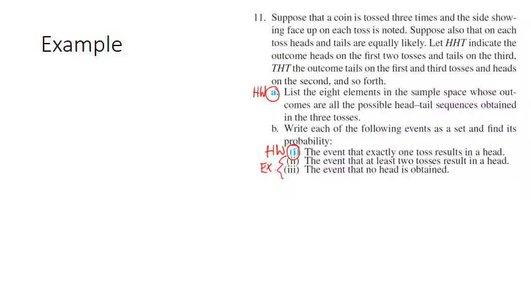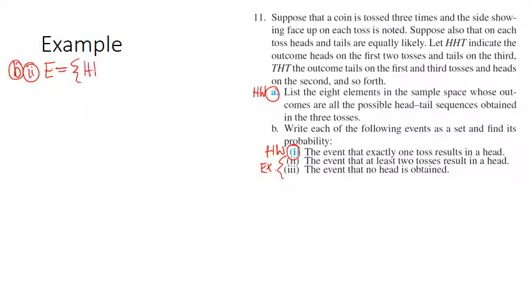Okay, but they did already tell us that there's 8 elements in the sample space, so that's all that I need to do part B. So let's see, part B, number 2. So the event is at least 2 tosses result in a head. So that could be either 2 of them were heads or all 3 of them were heads. So let me write the ways to get 2 heads first.